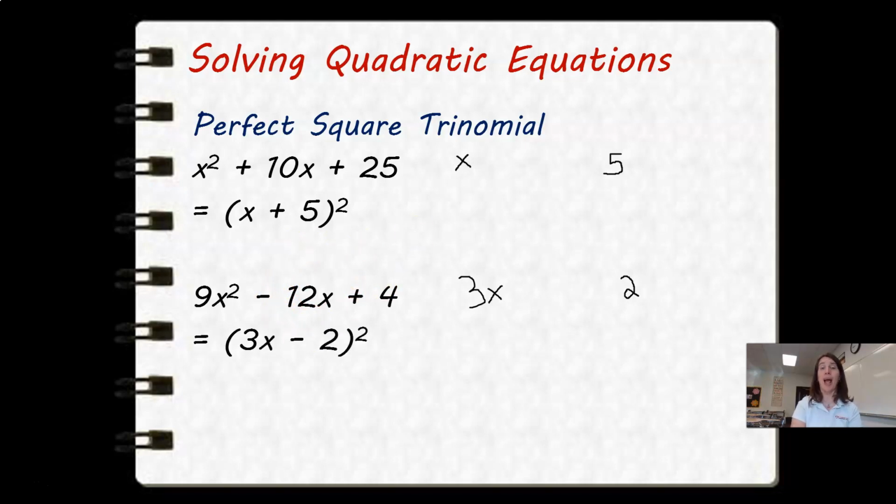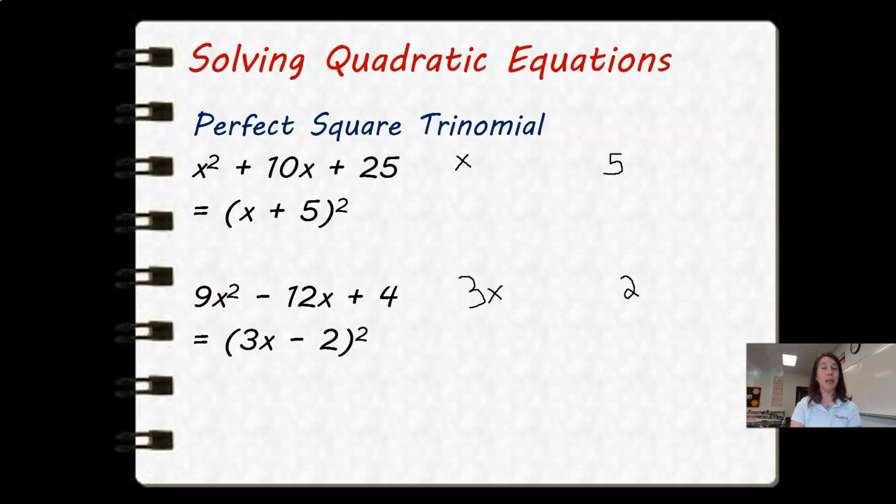How would that question factor? 3x minus 2 squared. The 3x came from the first term because that's what I squared. The 2 came from the last term because that's what I squared for the last term. This time there's a minus in the middle because we have a minus on that middle term of our question.